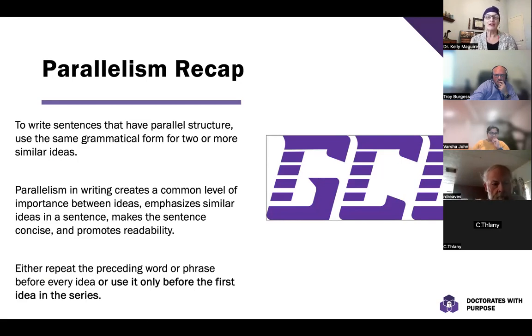Parallelism in writing creates a common level of importance between ideas, emphasizes similar ideas in a sentence, makes the sentence concise, and it does promote readability. And a way to fix this is to either repeat the preceding word or phrase before every idea or use it only before the first idea in the series. So generally speaking, that little tip will work for you.